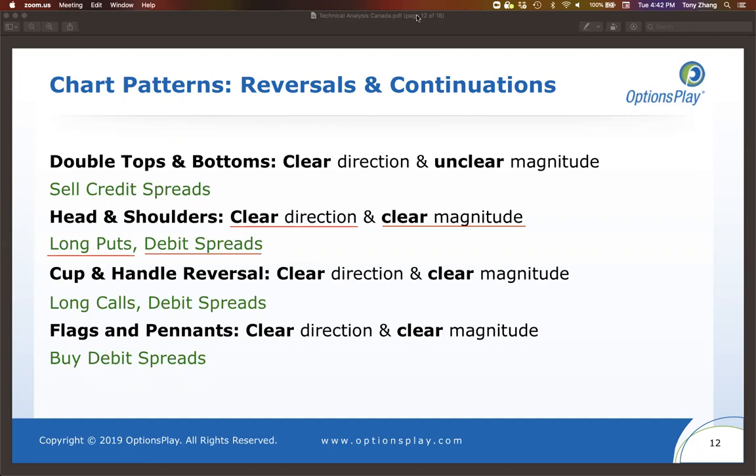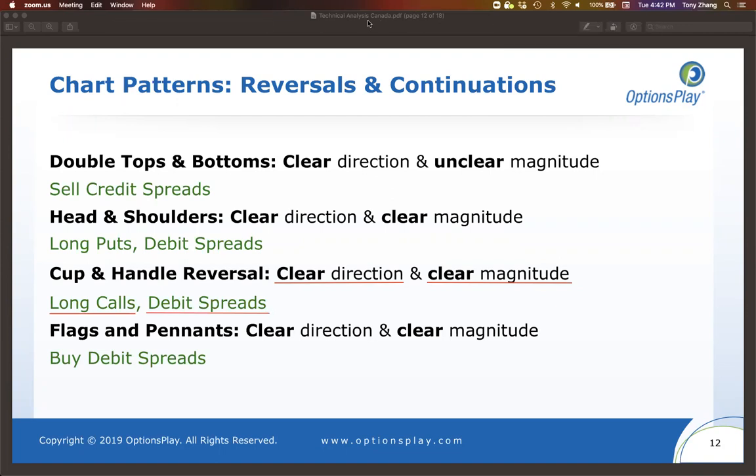Another reversal pattern that's very commonly used is cup and handle. This also gives you a clear sense for direction and a clear sense for magnitude, because the cup and handle gives you an extension that you can measure, and that gives you a target price. So for those, you're better off buying a call option or a debit spread, because you do have that clear sense for direction and that clear sense for magnitude.